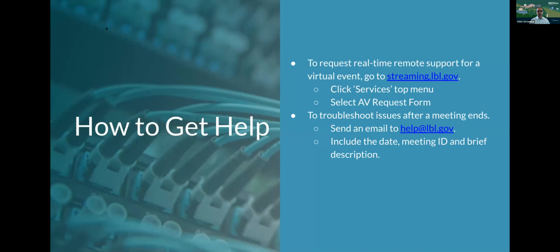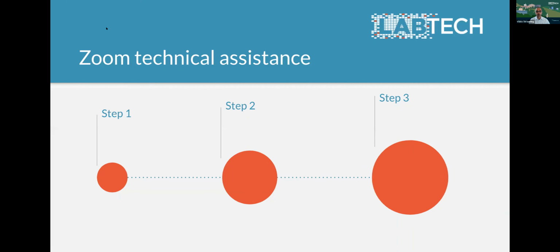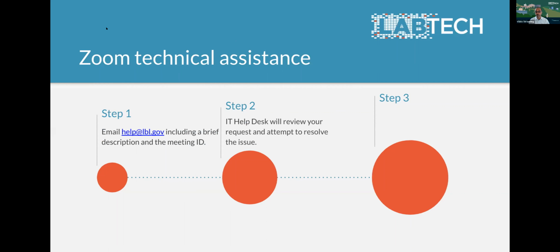Finally, to wrap up, I would say how to get help, as Tammy mentioned. Go to streaming.lbl.gov, click on services and AV request form if you need real-time remote support. If something weird happens during a meeting and you want to get some answers about it, send an email to help@lbl.gov. Give us the date, the meeting ID, a description. What will happen is the help desk will take in your request. They will attempt to resolve it. If not, then they will escalate it to a subject matter expert within 2 business hours.